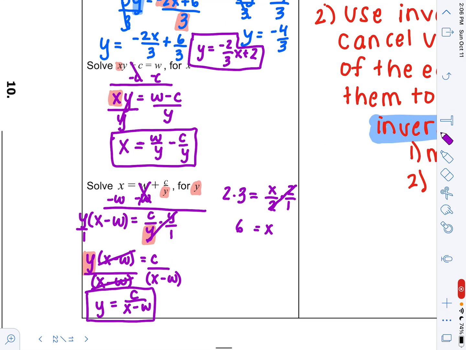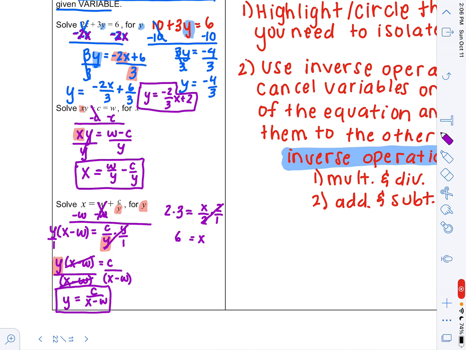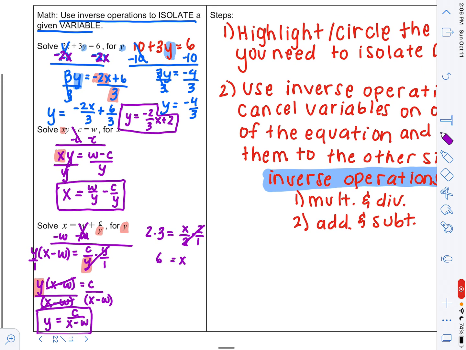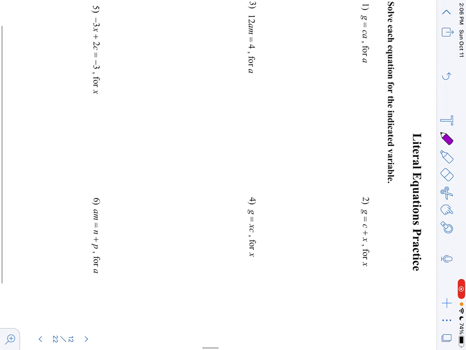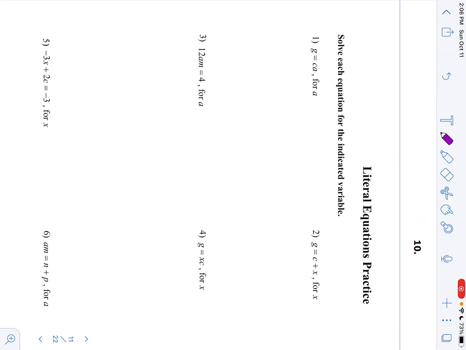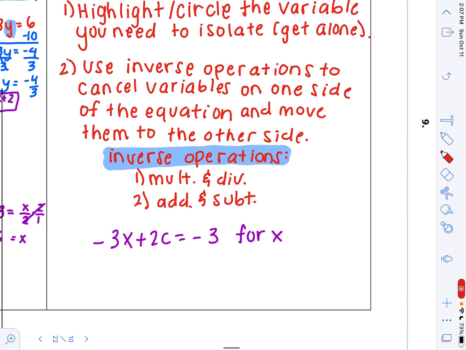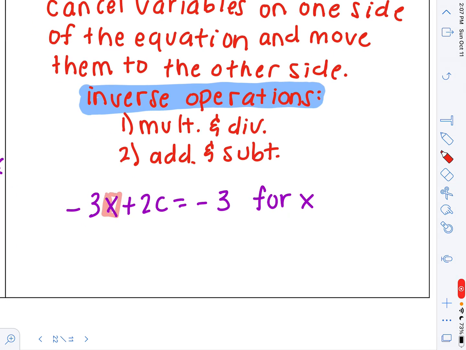I'm going to do one practice problem with you, but I'm going to do a different video because it's the other direction. So maybe I'll just write it actually. Let's do something like number 5: negative 3x plus 2c equals negative 3. And we're solving for x here. I'm doing number 5 on the homework for x, because I just want to keep practicing one more of these.